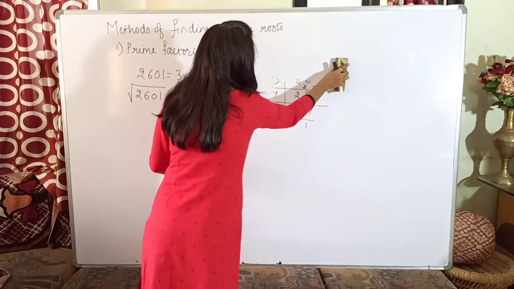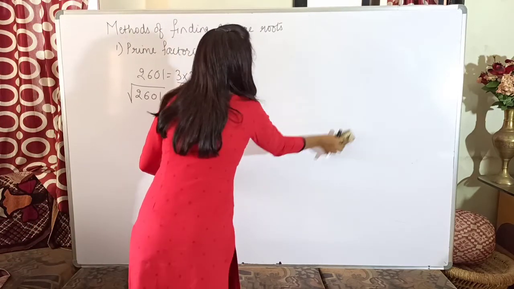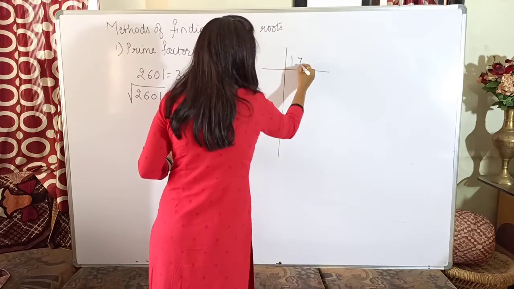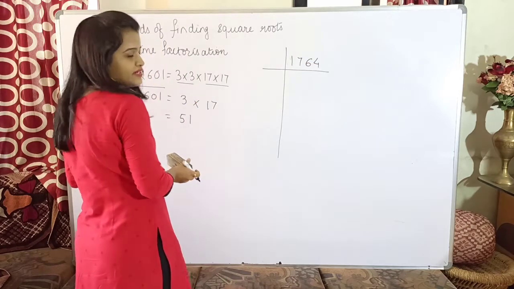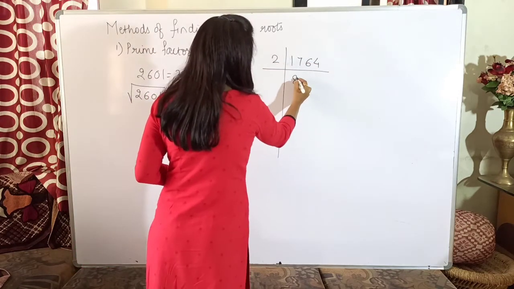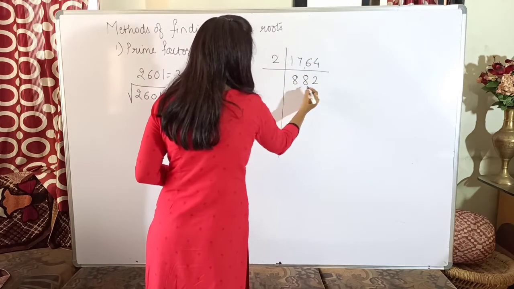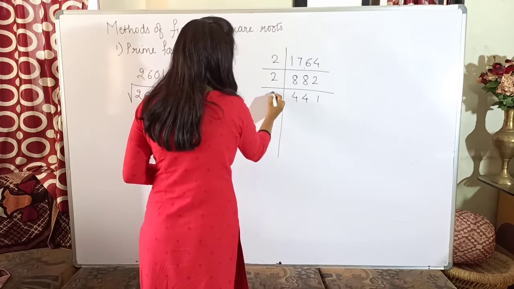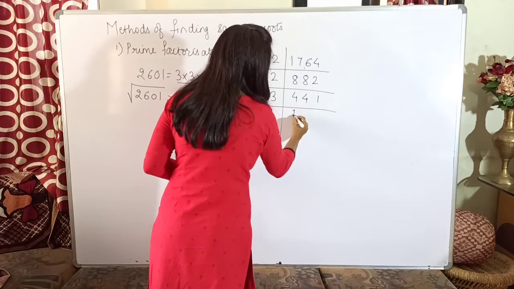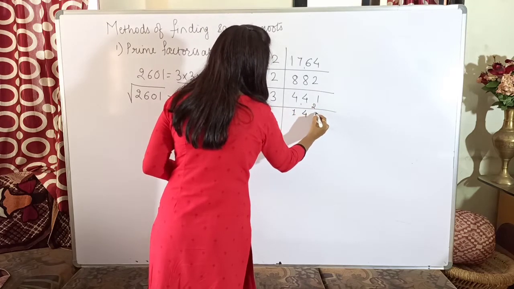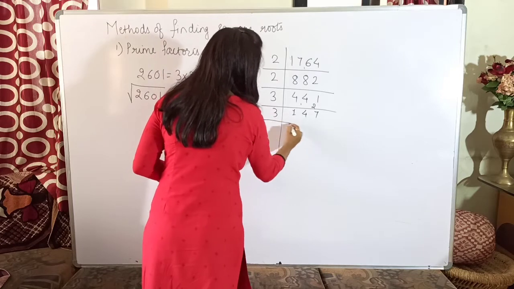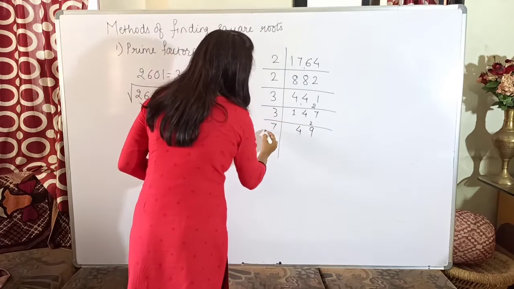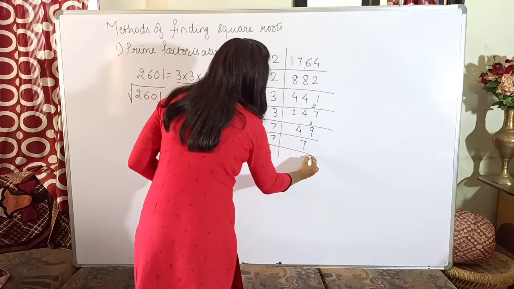1764. Now this could be divisible by 2. So 2 8s are 16, 2 8s are 16, 2 2s are 4, 2 4s are 8, 2 4s are 8, 2 1s are 2. Then 3: 3 3s are 9, 3 4s are 12, 3 7s are 21, again 3 3s are 9, 3 9s are 27. 49 is the square of 7, so I have to divide it by 7 itself.